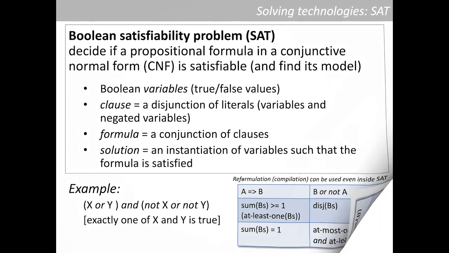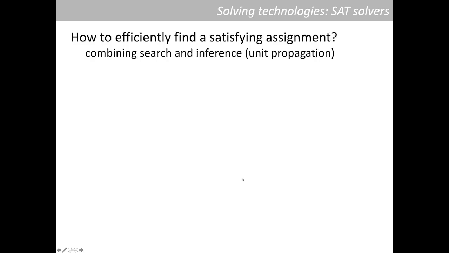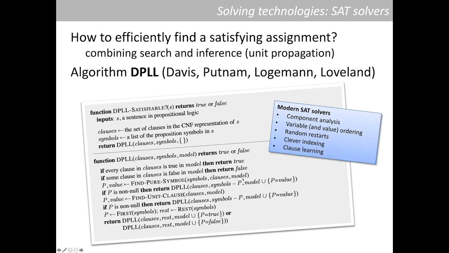Even if you don't need to write a solver for SAT, it's still good to understand how the SAT solvers are working. And they basically use a combination of depth first search or backtracking and inference realized using so-called unit propagation. The major algorithm to solve SAT is based on a procedure called DPLL, Davis, Putnam, Logemann, Loveland. This is the procedure. I'm not going into details. It's just a combination of inference, in this case, unit clause propagation and pure symbol propagation, with search. And modern SAT solvers are improving this core procedure by adding techniques like detecting the independent components of the SAT formula, using random restarts or using clause learning, which can learn new clauses useful to prune the search space.